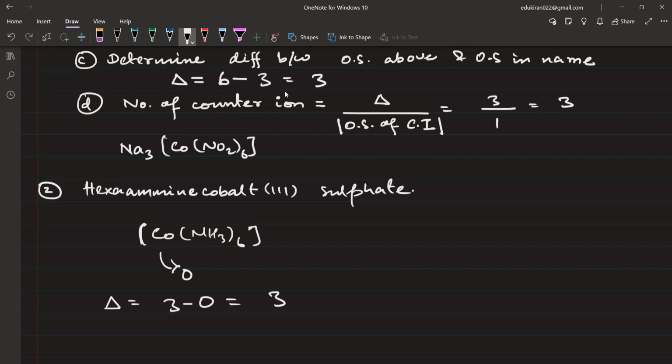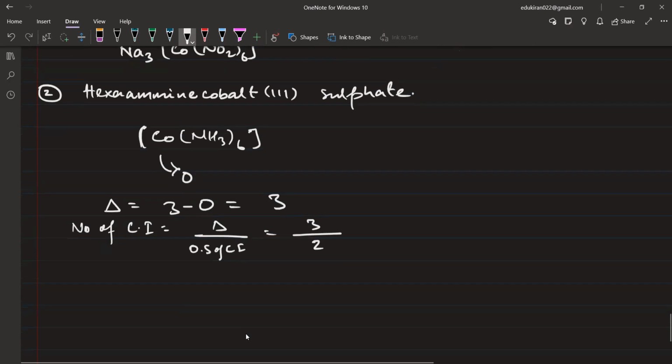Yes, sir. Now, the number of counter ions will be equal to how much? The difference upon the oxidation state of the counter ion. The difference is 3. What is the oxidation state of the counter ion? Tell me, guys. What is the charge on sulfate? Speak loudly. Charge on sulfate is 2. Okay, so the number of counter ions will be 3/2.